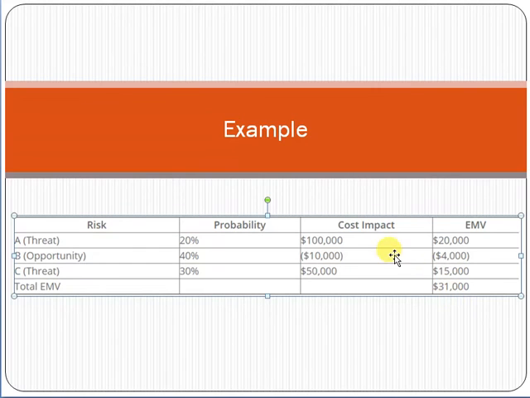So now friend, if you look at the EMV, you can see which risk is more important and more critical. Looking at the values, risk A is the most important, as it has the highest EMV, or expected monetary value. So friend, this is an example of quantitative risk analysis.